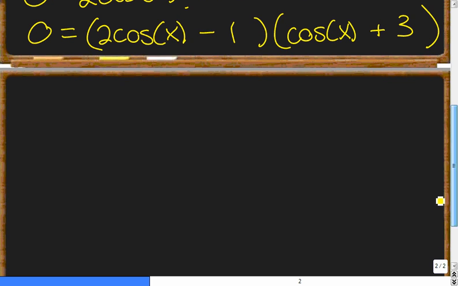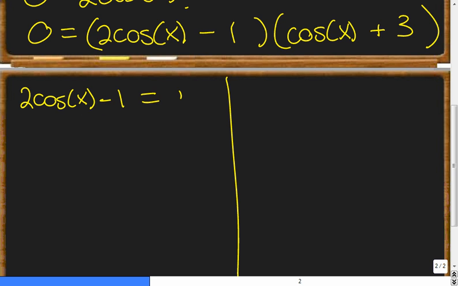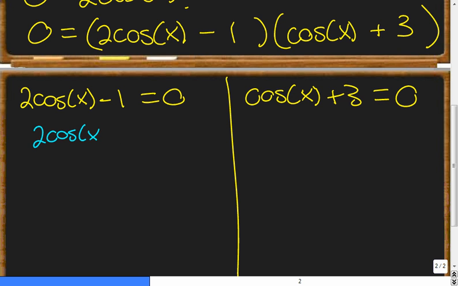Based off of what I just wrote, two possibilities emerge. Either 2 times the cosine of x minus 1 equals 0, or the cosine of x plus 3 has to be 0. This is the only way that this equation is going to make 0. Either this part works or that part works, so we have to figure out what makes each of those work. Let's go to the left side. We're going to get 2 cosine of x equals 1, so the cosine of x is going to be 1/2.